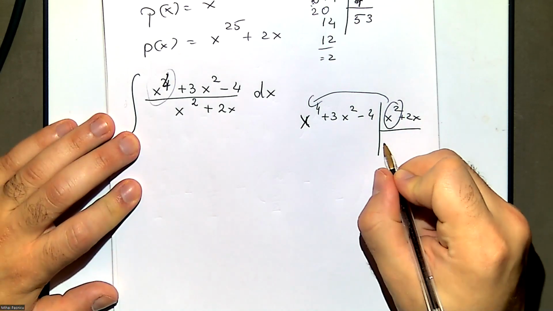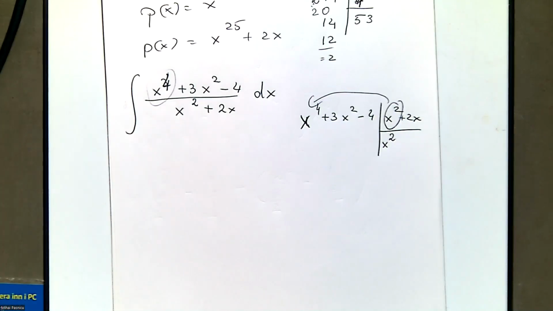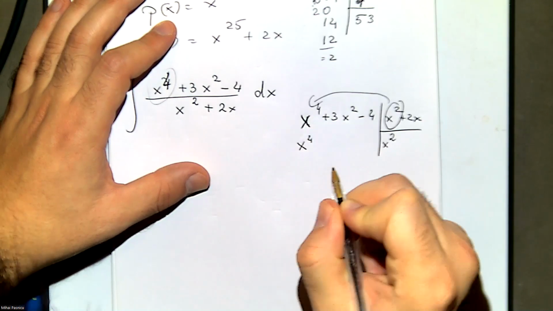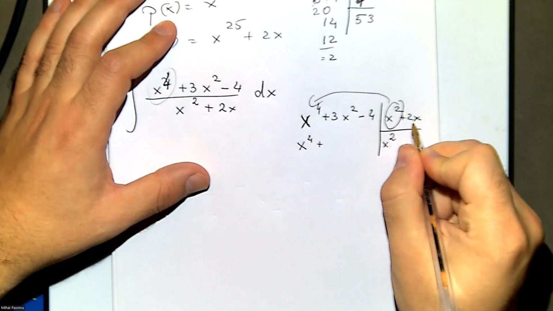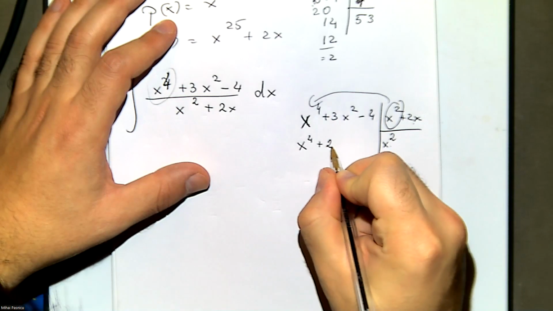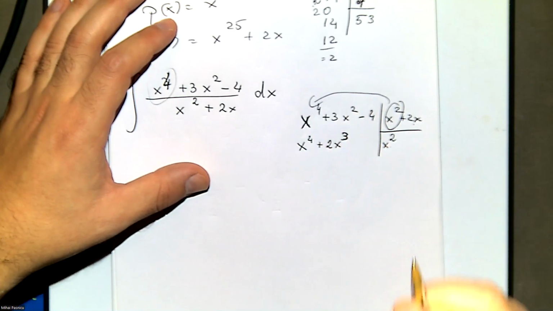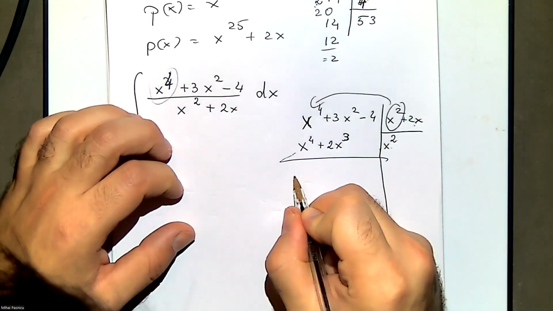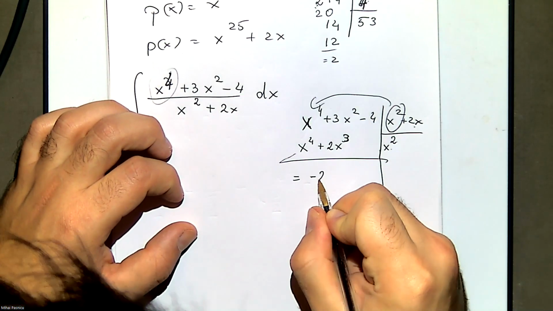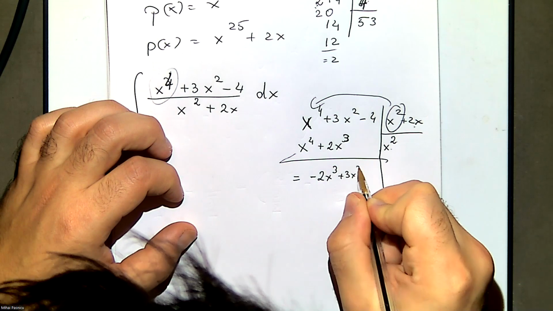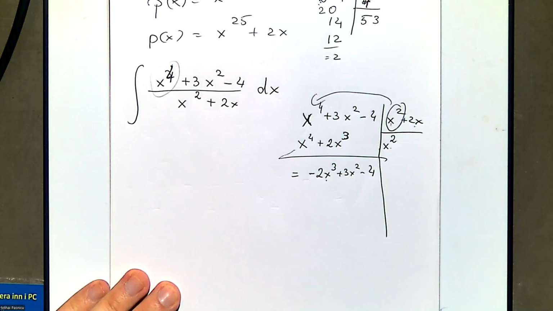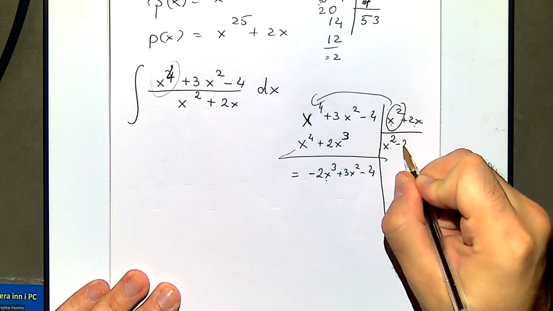Well, it goes x squared, right? So now I have to subtract x to the 4th plus 2x times x squared, 2x to the 3rd. Okay. I subtract these. This goes away, and I'm stuck with minus 2x to the 3rd plus 3x squared minus 4. Okay. Now, how many times does x squared go into minus 2x to the 3rd? Minus 2x.